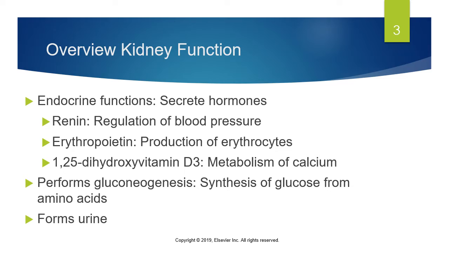It secretes hormones, and those hormones are renin for the regulation of blood pressure, erythropoietin for the production of our red cells or erythrocytes, and the metabolism of calcium is also regulated by vitamin D3, which is secreted by the kidney as well. The kidney performs gluconeogenesis, so that is synthesis of glucose from the amino acids in the liver, and it forms the urine.